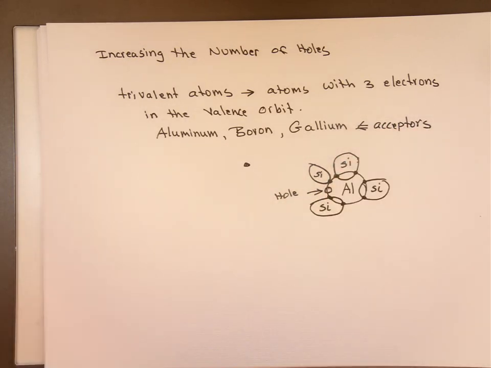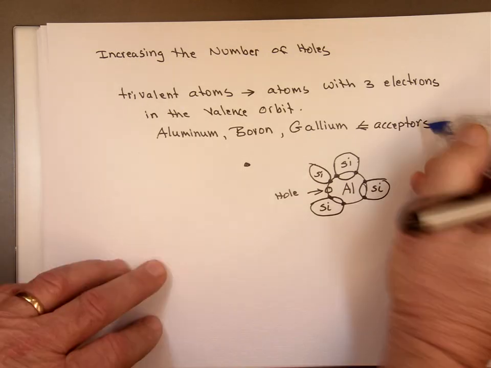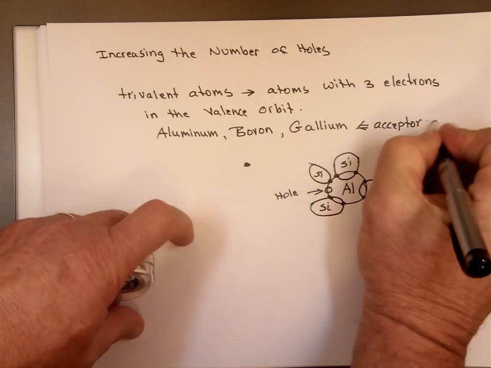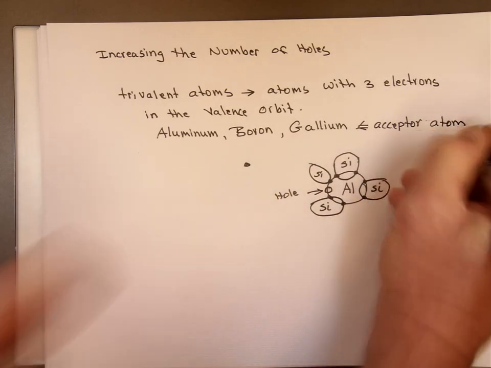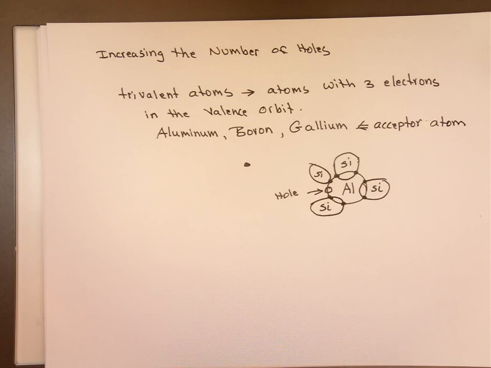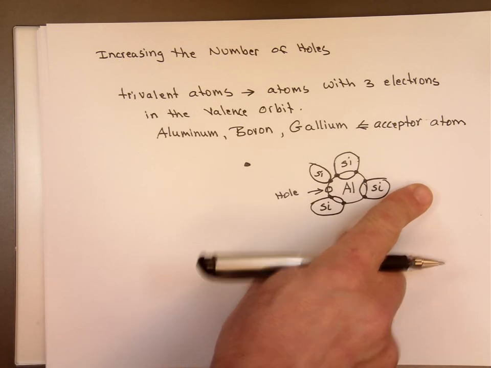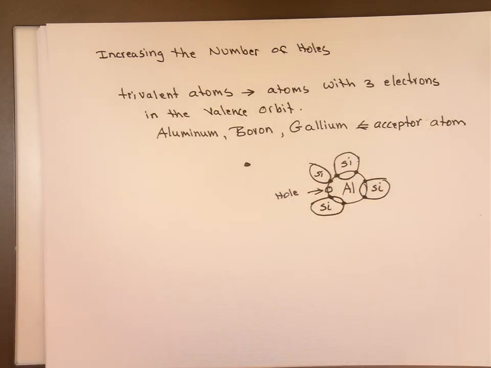Acceptor atoms. I'll say acceptor atoms instead of acceptors. And the reason we call them acceptors is that each one of these holes can accept a free electron during recombination.